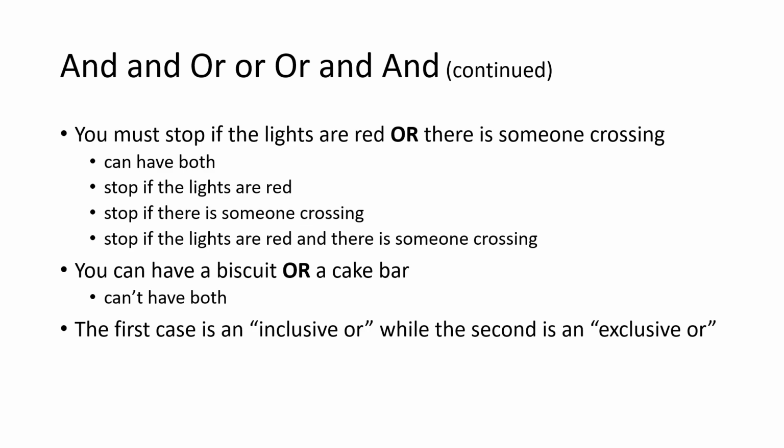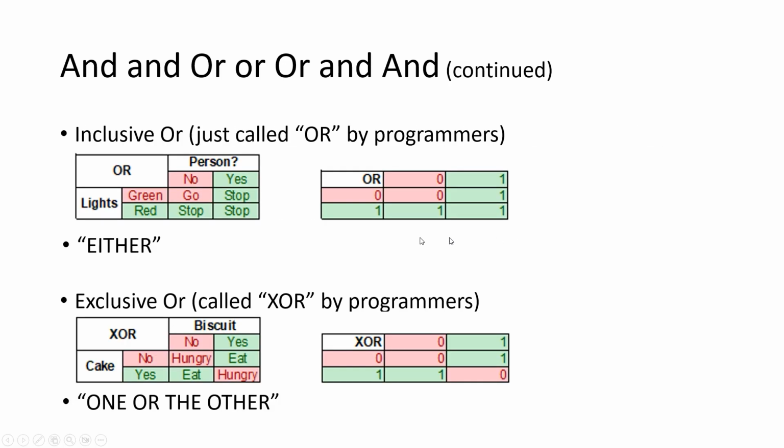And in programming terms, the first case where you can have both is known as an inclusive OR. And the second one, where you can't have both, is known as an exclusive OR. And again, we can represent these as truth tables. So if our lights are green and there's no person, we can go. If our lights are red, we have to stop, regardless of whether there's a person. If there's a person, regardless of the lights, we stop. So this is, again, translating it into numbers.